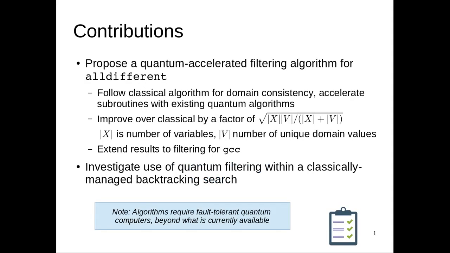In this work, we propose a quantum accelerated filtering algorithm for the all different global constraint. Our algorithm follows the classical algorithm for domain consistency, however, it accelerates the various subroutines, leveraging existing quantum algorithms for graph problems. Our algorithm improves over the classical worst case complexity by a factor illustrated by this expression here, where the cardinality of X is the number of variables, and the cardinality of V is the number of unique domain values. We also extend our results for the all different global constraint to filtering of the global cardinality constraint, showing an equivalent improvement in worst-case complexity.